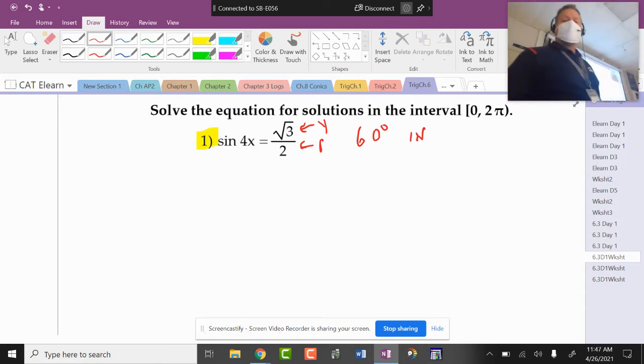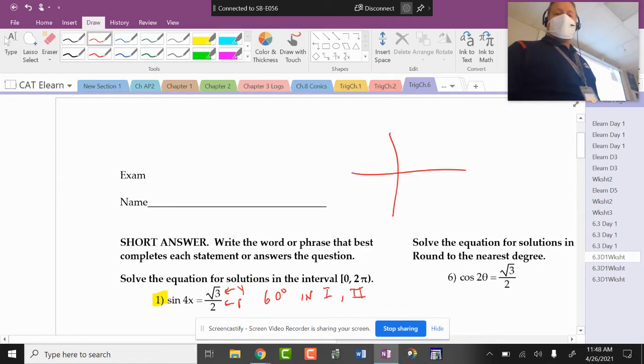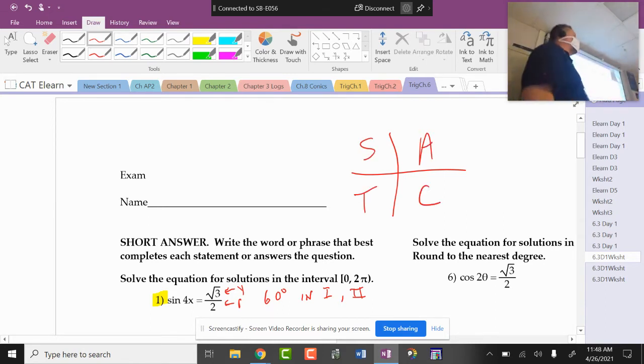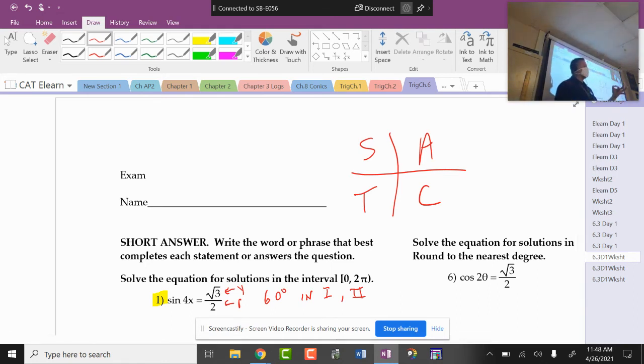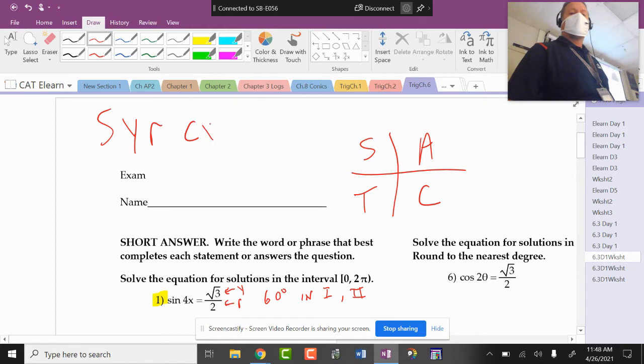And then what quadrants are we in? Can't get that wrong. 1 and what? 2. And put at the top of this worksheet a big ASTC and keep looking at it and understand what it is. I'm working with people and they still don't know what this ASTC stands for. All right, so 1 and 2, that's what the S stands for, sine is positive in quadrant 2. Probably should do this if you are at that level of not having this down.